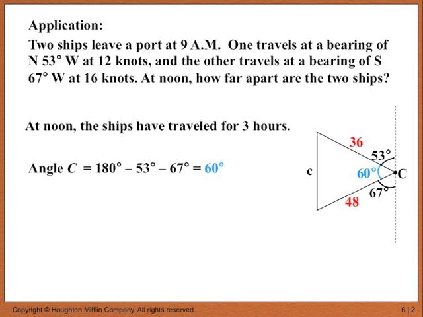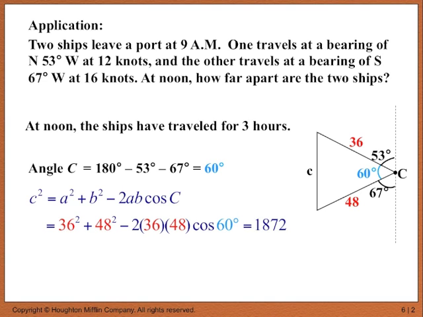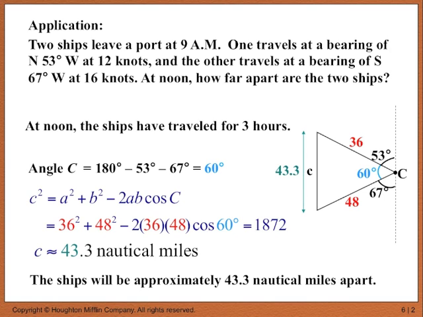Now you want to pause the video again and figure out what side C is, and then resume when you have an answer. So we're going to set up the law of cosines. We have our angle C, and we're trying to find our side C. We know A and B, and therefore we can just plug those in and calculate, and we get 1872 as the square of C, and then of course C by itself is 43.3 nautical miles.